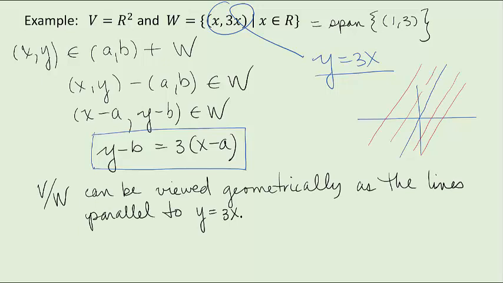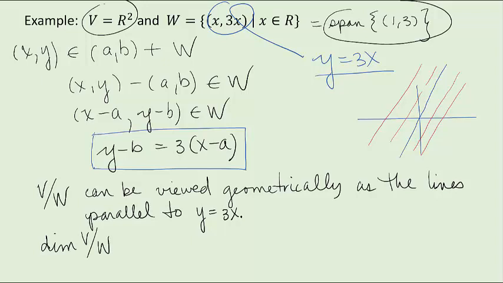The quotient space V mod W can be viewed geometrically then as the set of lines parallel to y equals 3x. We know that the dimension of V is 2, the dimension of W is 1, so we know then by our previous theorem that the dimension of the quotient space is equal to 1. And in fact, it is spanned by this. V mod W is equal to the span of the point (0, 1), or the ordered pair (0, 1), plus W.